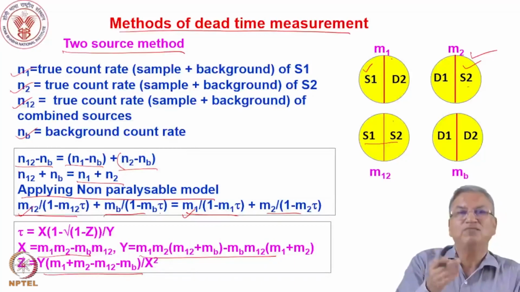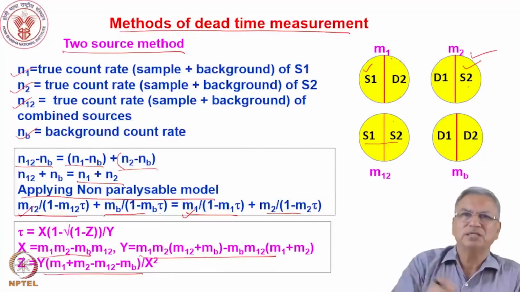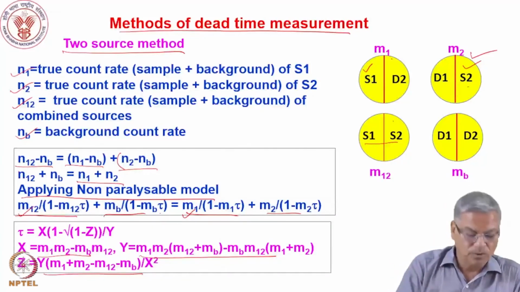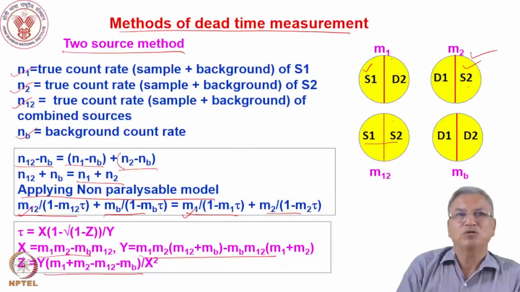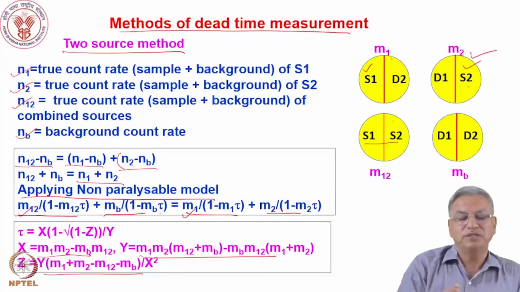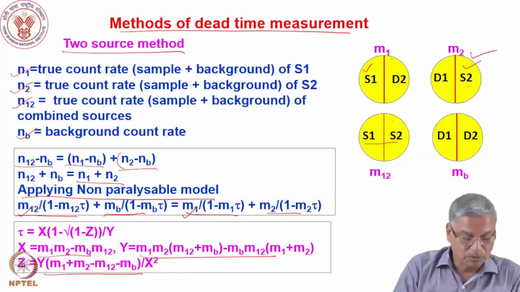Particularly, there is an experiment with the GM counter, and if you happen to use a GM counter, one can use this two-source method to find out the dead time of a Geiger counter. This is a very general experiment for radiochemistry people to determine the dead time of a GM counter, and that comes to about a few hundred microseconds.